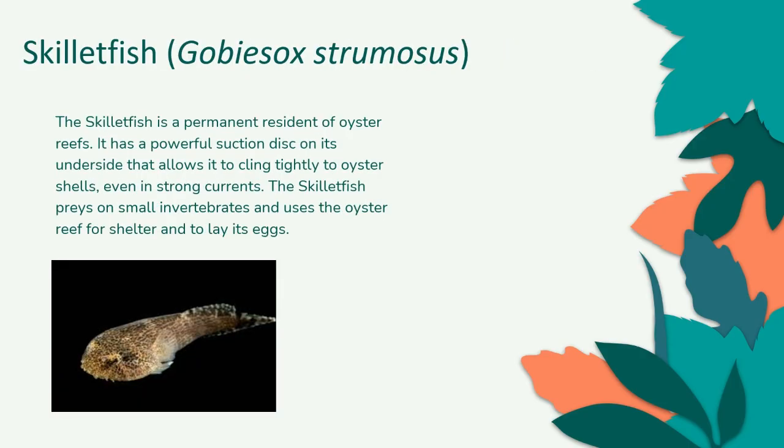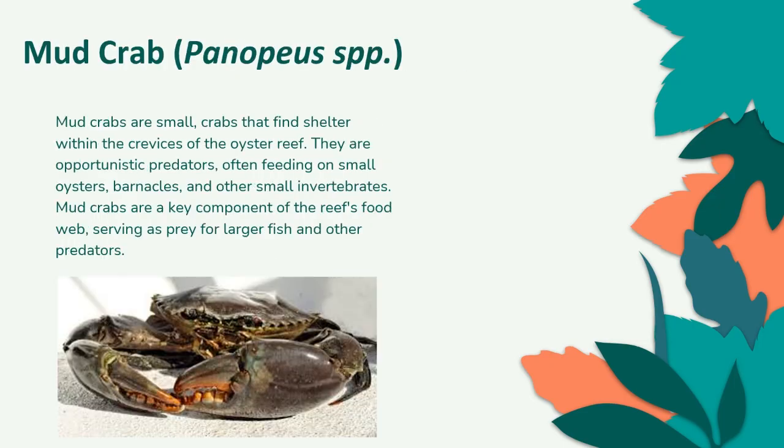The skilletfish is a permanent resident of oyster reefs. It has a powerful suction disc on its underside that allows it to cling tightly to oyster shells, even in strong currents. The skilletfish preys on small invertebrates and uses the oyster reef for shelter and to lay its eggs.